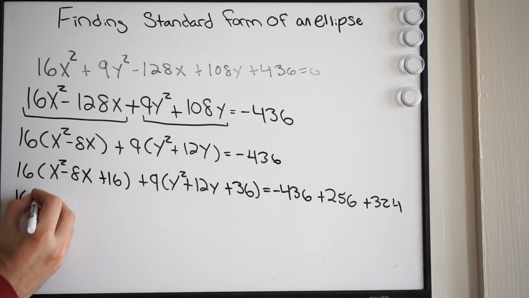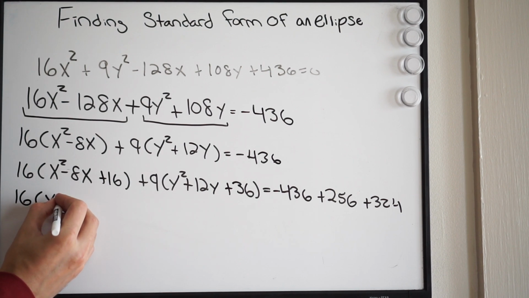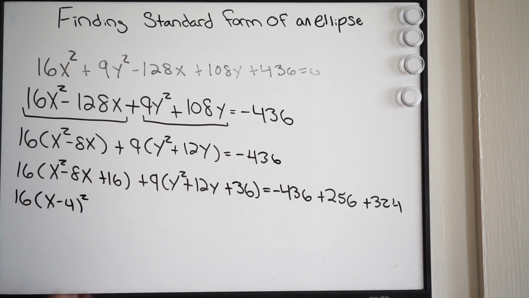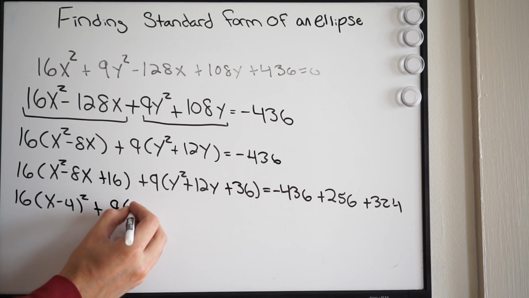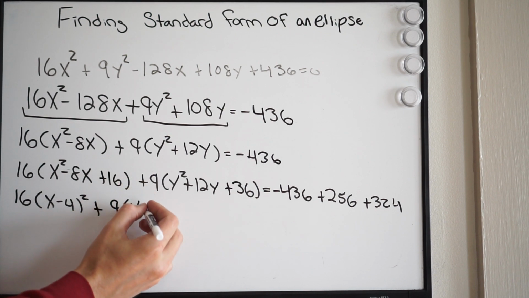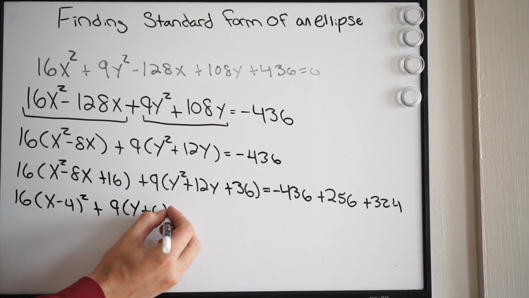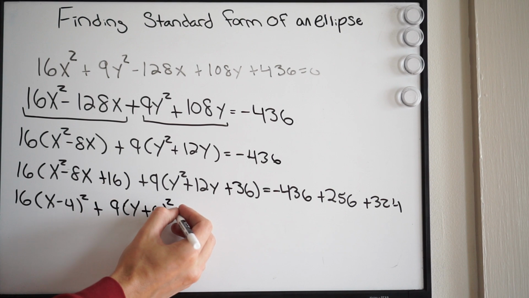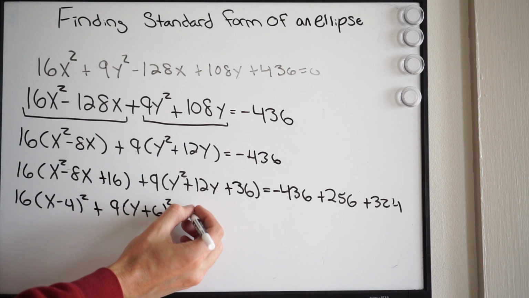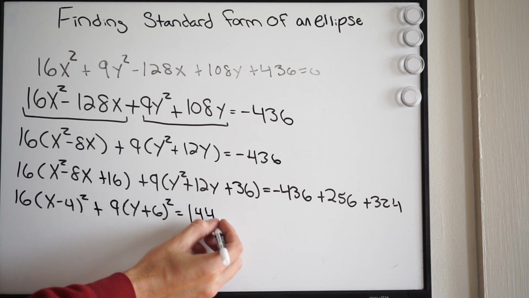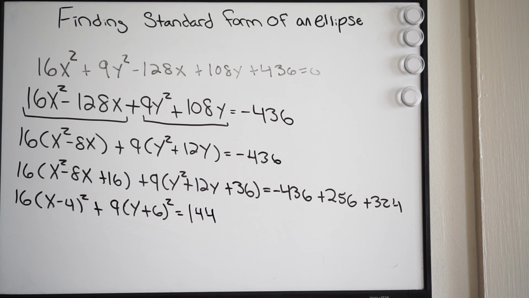So we'll have the following. We'll have 16, right? Then we'll have x minus 4 squared, right? And we have plus 9, and then we have y plus 6 squared equal to, let's go ahead and do this out. We have negative 436 plus 256 plus 324, and we get 144. Okay, we are almost done here.